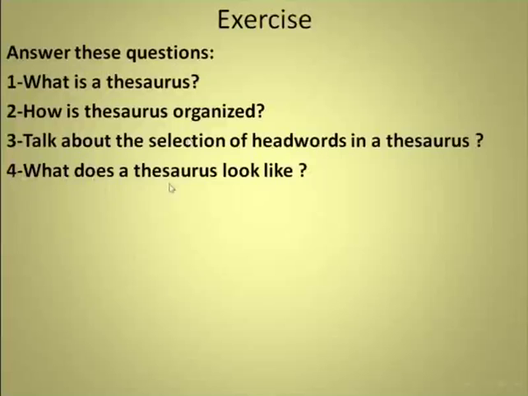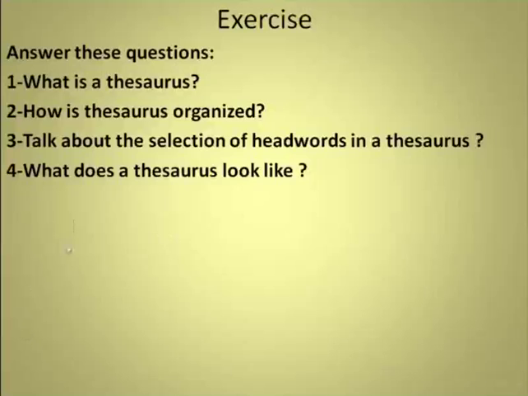Question 4. What does a thesaurus look like? You find the answer for this at the end of this lecture, maybe two or three pages from the end, at the top of the page. What does a thesaurus look like? You give an example. You find a figure, maybe figure 2.1 or 2.2, a figure of two entries, two words, and how they look, the shape, and you try to write a paragraph about it. Try to explain it.